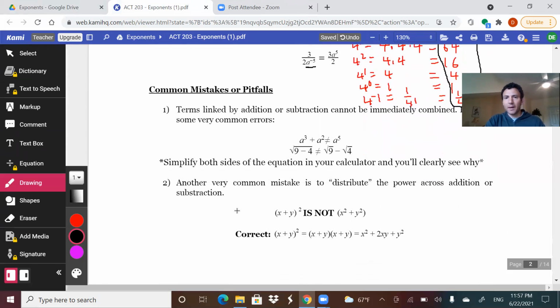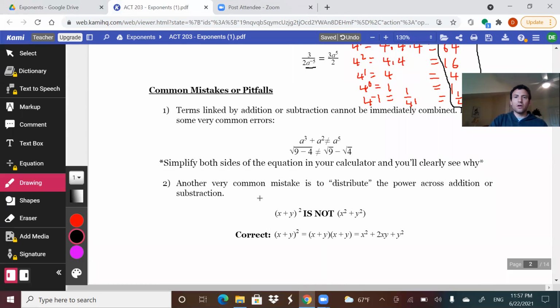Okay, some common mistakes. So we know that a to the 3rd times a to the 2nd is a to the 5th. But you can't add these together. You can only add exponents together if you have the same base and the same top, the same indice. So this would be 4a to the 3rd. But in this case, we can't add them together.